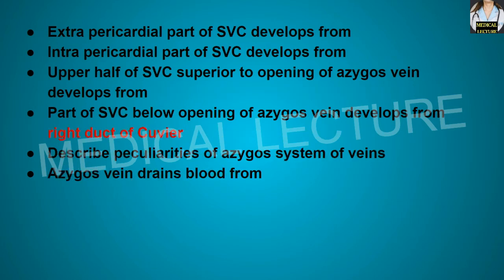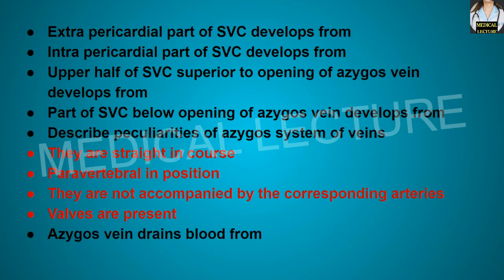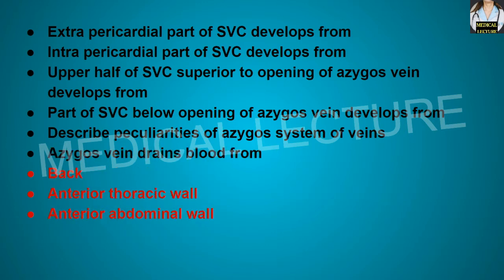Now describe the peculiarities of the azygous system of veins. So they are straight in course, they are paravertebral in position, they are not accompanied by the corresponding arteries, and the valves are present. Azygous vein drains blood from the back region, anterior thoracic wall and the anterior abdominal wall.